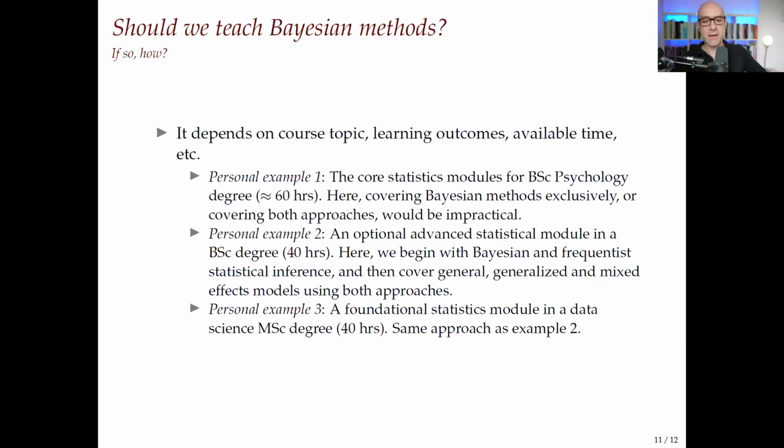Now, here's another example. This is an optional module in a psychology BSc degree as well, with about 40 contact hours. It's an optional module where students choose to do this advanced statistics topic. There we can teach statistical inference both ways. You start by talking about statistical inference both ways, and then all the examples from then on use both. And it works very easily.